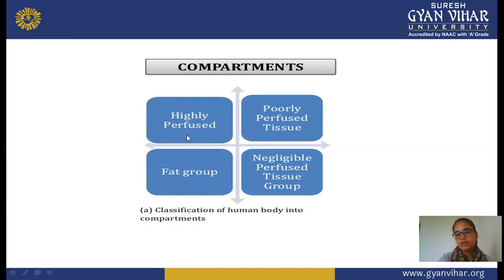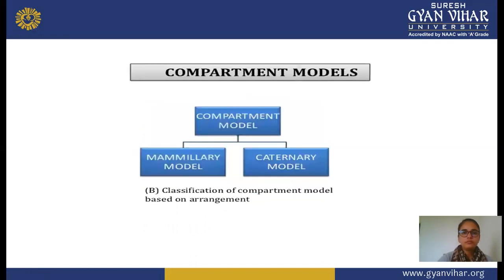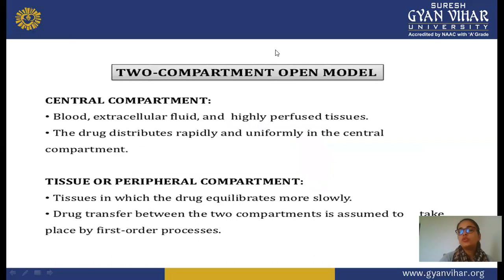So these are the four compartments according to the capacity or requirement of a particular drug in your body: highly perfused tissue, then poorly perfused, then fat group, and negligible perfused tissue group. Next is compartmental modeling, which is divided into two types, the mammillary model and the catenary model. These are two subdivided compartmental models. Next, we discuss the two compartmental open model, which is the major topic of this lecture. This two compartmental open model is also divided into different types. So we will start the two compartmental open model.